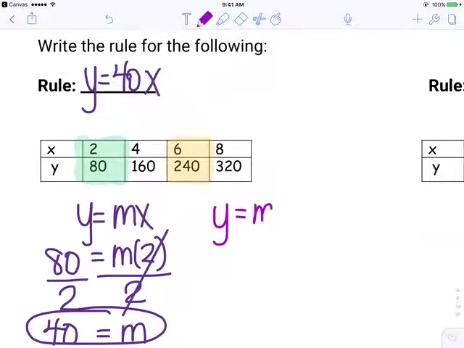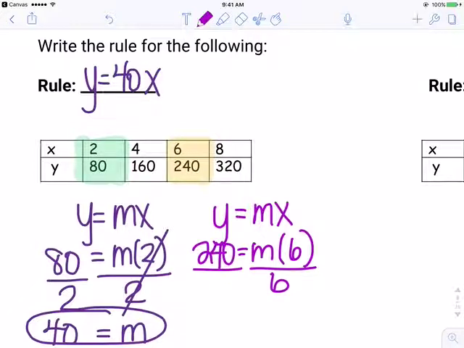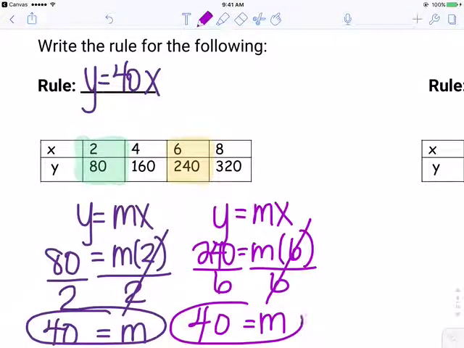So y equals mx. In this case, x is 6, and y is 240. If I divided by 6 on both sides and canceled my 6's, I'd still get m by itself. And 240 divided by 6, 6 goes into 24 4 times, and 6 goes into 0 0 times. So there you go. Your m is still 40 no matter if you chose 2 and 80, or 6 and 240, or 4 and 160, or 8 and 320.